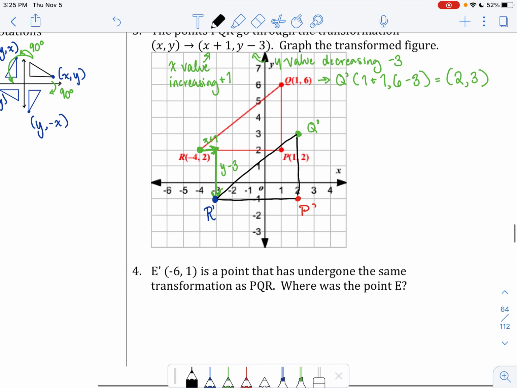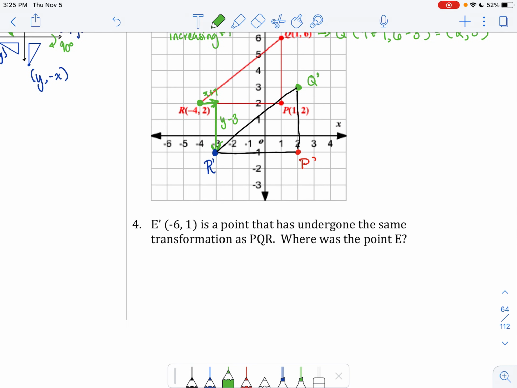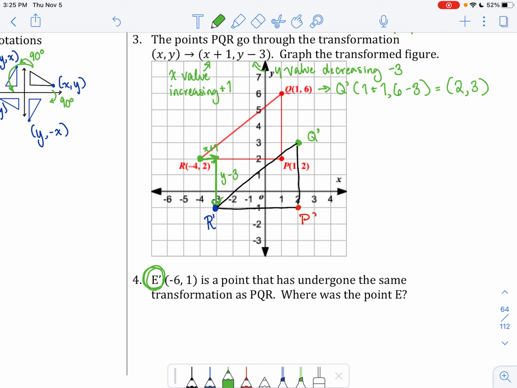So our last question, as I said, you want to be paying attention to the apostrophes. So here it says E prime is negative 6, 1. It is a point that's undergone the same transformation as PQR. What was the point E? So what this is saying is that E prime, the actual transformed point, has gone through this where we started with an x, y, and E prime is x plus 1, y minus 3. And in this case, we know that that's equal to negative 6 and positive 1.